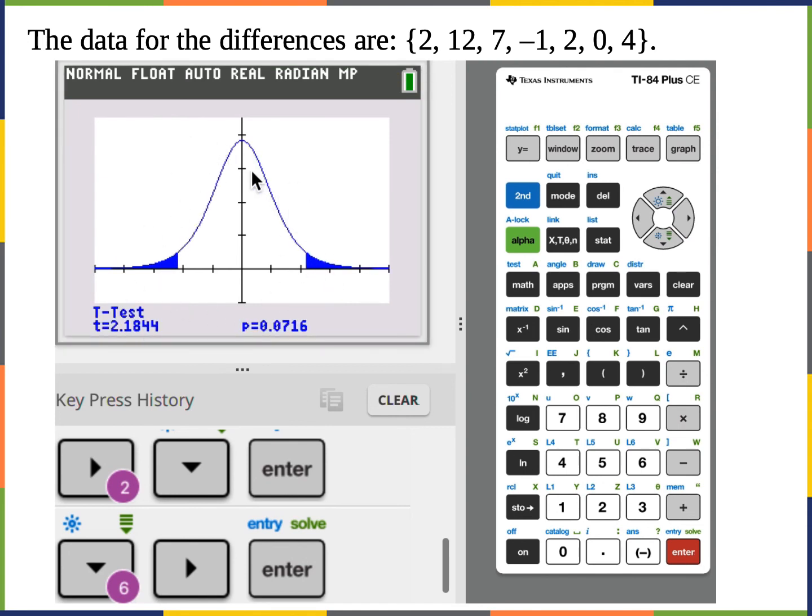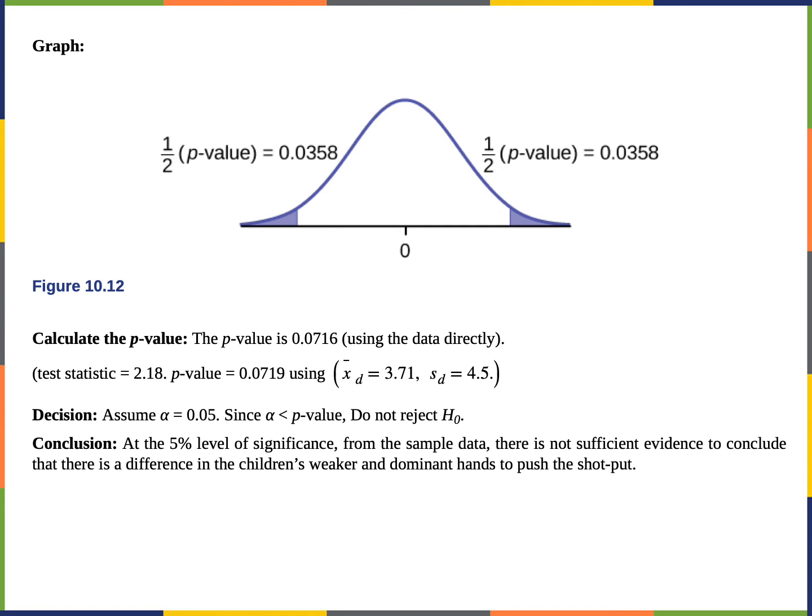It's a two-tailed test, right? Because we have does not equal. That means half of it is going to be here and half of it is going to be here. So if we use the data directly, we get a p-value of 0.0716.